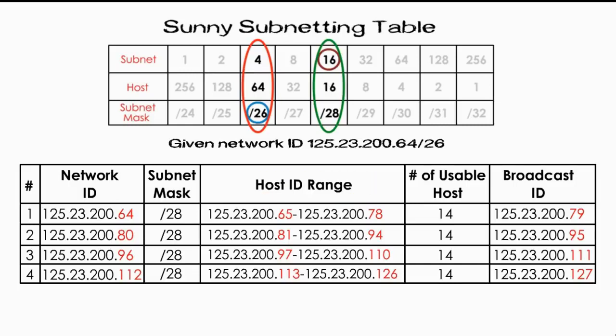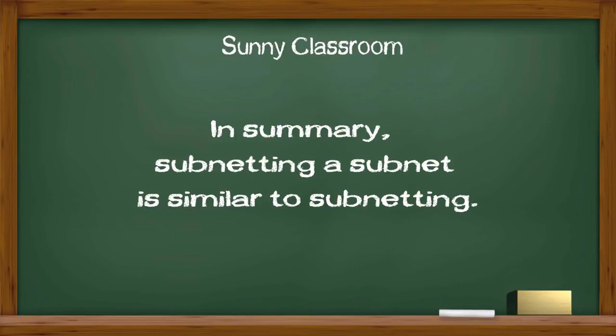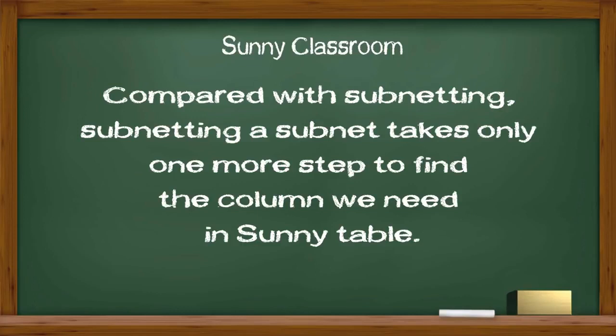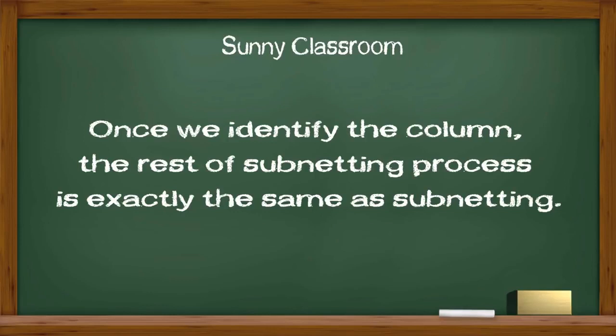We can assign any 3 subnets out of 4 for these 3 different departments. Of course, one subnet is wasted. That's the downside of subnetting. No biggie. In summary, subnetting a subnet is similar to subnetting. Compared with subnetting, subnetting a subnet takes only one more step to find the column we need in Sunny table. Once we identify the column, the rest of subnetting process is exactly the same as subnetting.